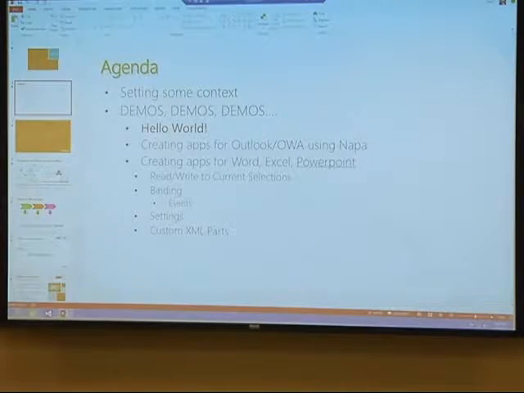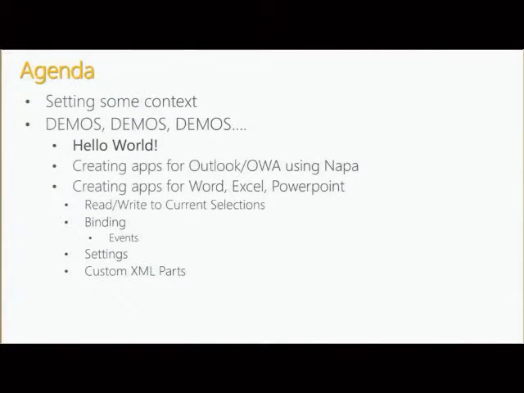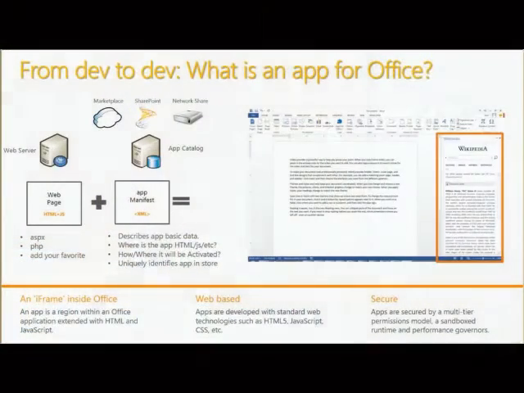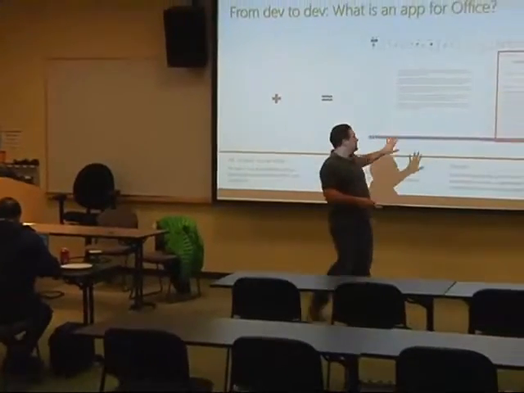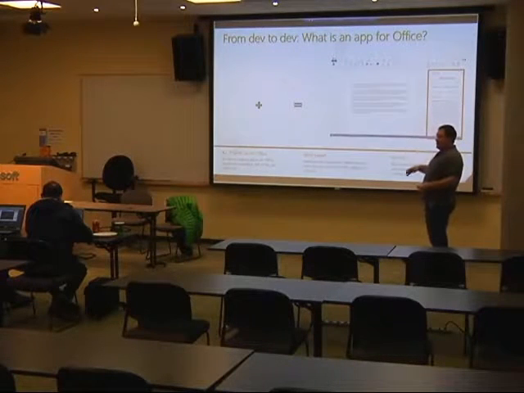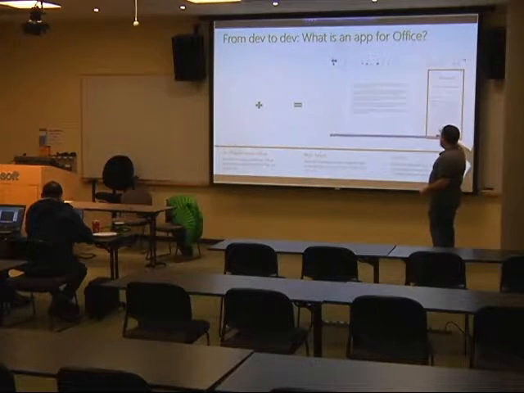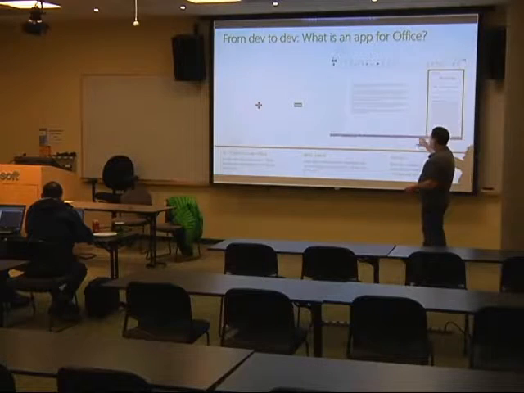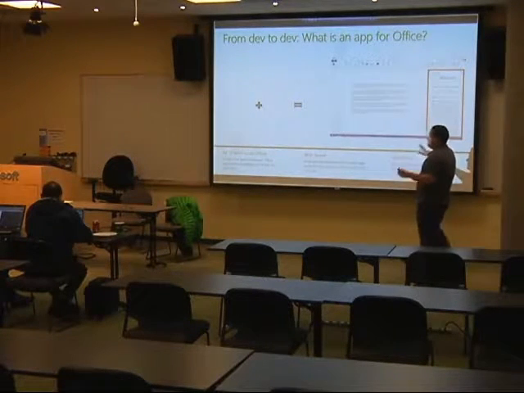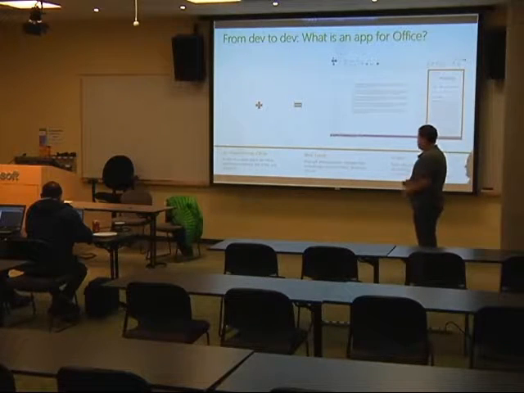I'm going to show you just a few slides to set up some context about what exactly an app for Office is. So from developer to developer, what's an app for Office? You can think about an app for Office as what we call an iframe inside Office. It's an iframe that can show a web page, and that iframe can be located in a task pane like here, or it can be content in the case of Excel. But that's it, it's a web page showing up inside Office.